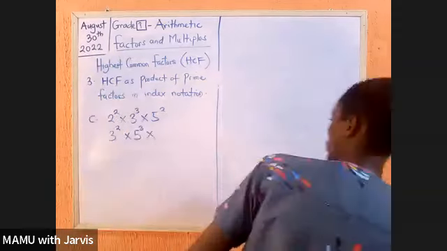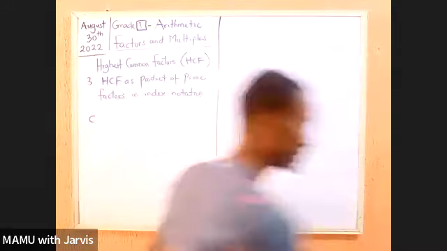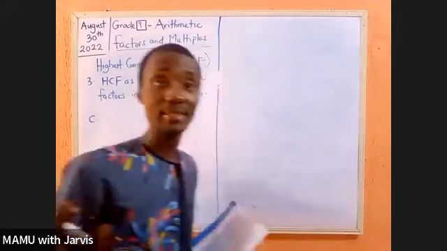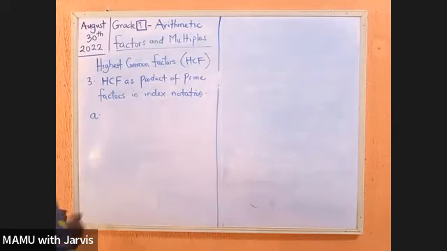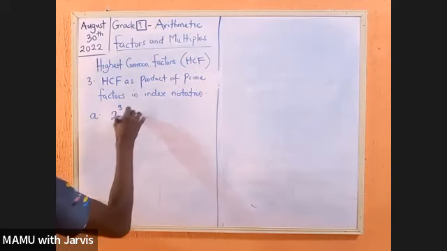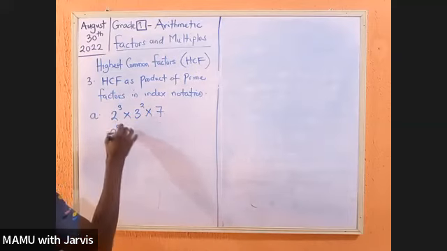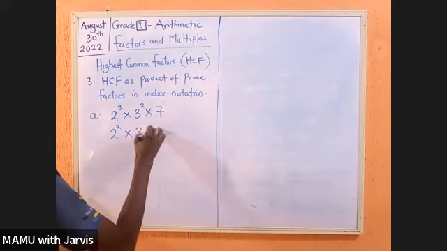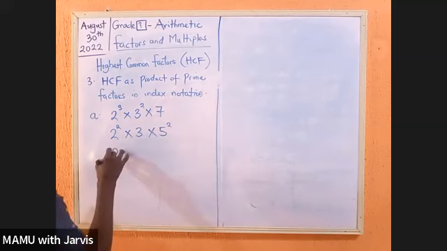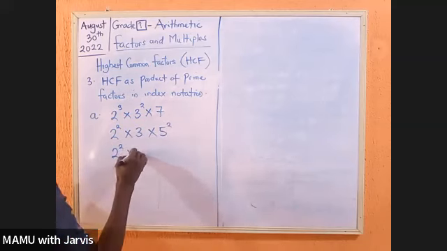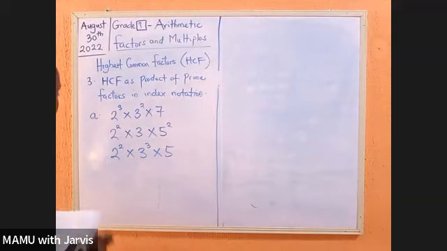Maybe I should start with one that is a little lighter, because I think the concept that I want you to see is rather deep. So let's take one that's a little light so we can flow with that. Let me go with A. 2 to the power of 3 times 3 to the power of 2 times 7; 2 to the power of 2 times 3 to the power of 3 times 5 raised to the power of 2; 2 raised to the power of 2 times 3 raised to the power of 3 times 5. I hope I got that right. So that's the question you have.